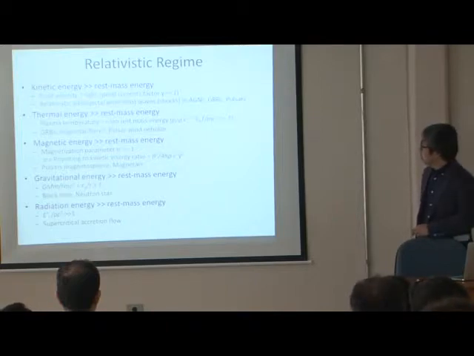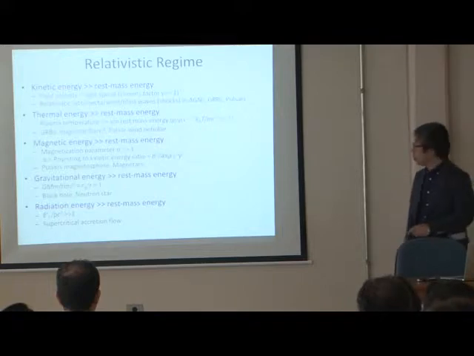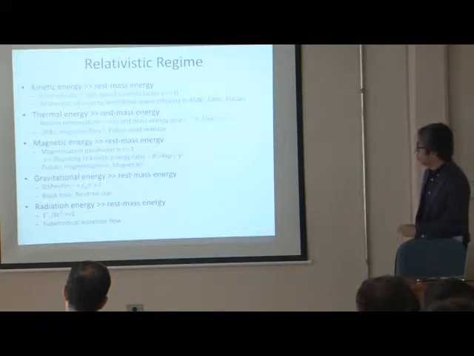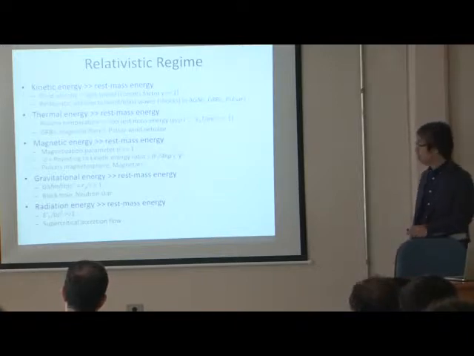Okay, the fourth one is when the gravitational energy is much larger than the rest mass energy. This is a typical criterion for the general relativistic situation. GM over c squared, the gravitational radius, over R is not much smaller than 1. This applies to black hole or neutron star systems, and sometimes white dwarfs too, but mostly black hole and neutron star cases.